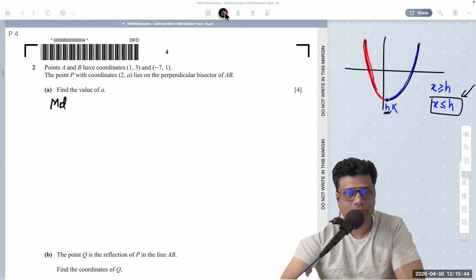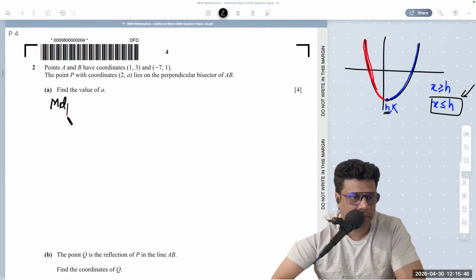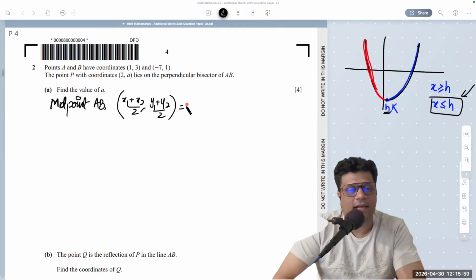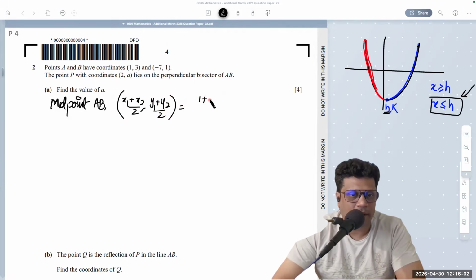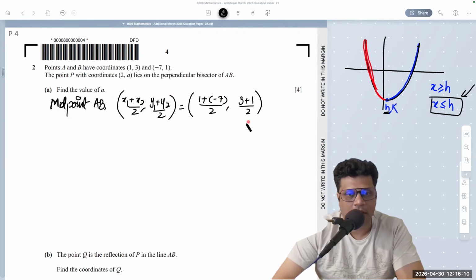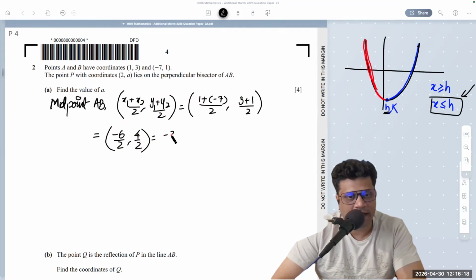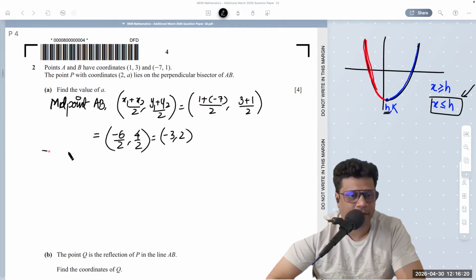Midpoint of AB. I'll use the formula x1 plus x2 divided by 2, comma y1 plus y2 divided by 2. Well, in that case, it comes out to be 1 plus a minus 7 divided by 2, comma 3 plus a 1 divided by 2. And it comes out to be negative 6 by 2, comma 4 by 2, which is negative 3, comma 2. That is your midpoint.